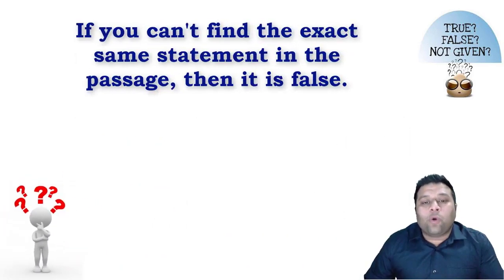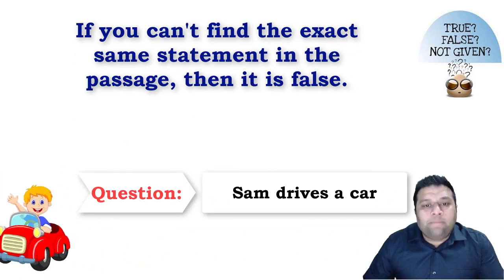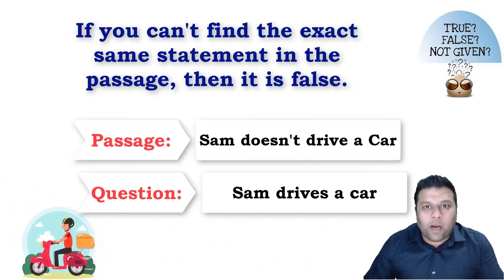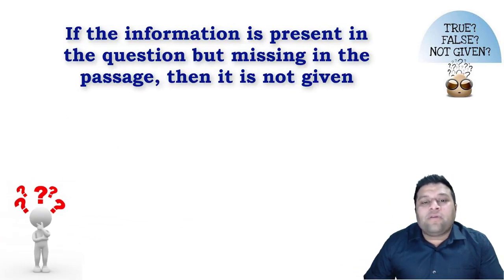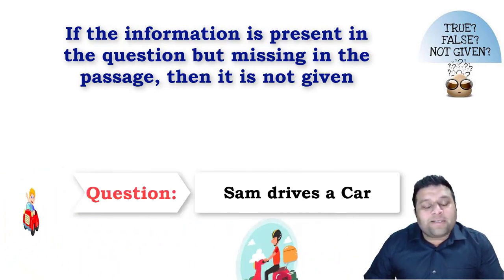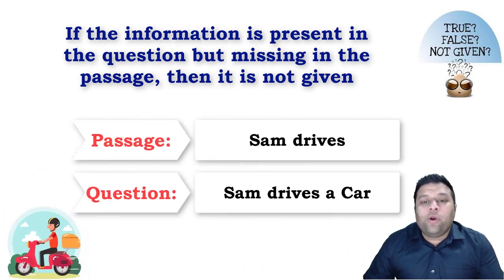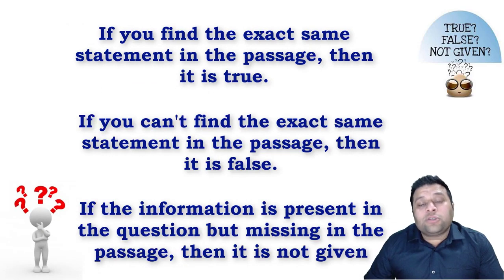If the statements are contradictory, for example, the question says Sam drives a car and the passage says Sam doesn't drive a car, the answer is going to be false. And if the information is present in the question but missing in the passage, for example, the question says Sam drives a car but the passage says Sam drives but we don't know what, right? That is going to be not given, right? That's how it's going to work. Now sometimes these questions are very tricky, but solving them is pretty easy, right?